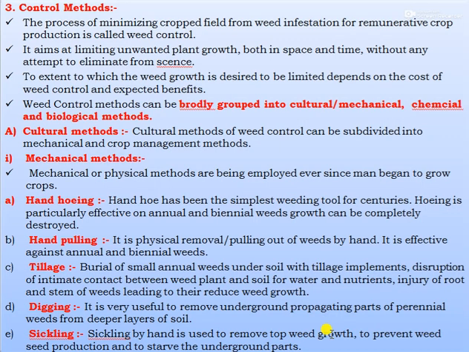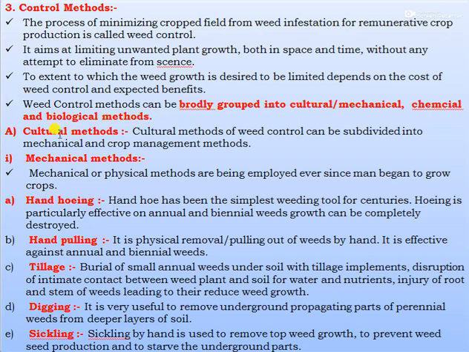The third one is control methods. The process of minimizing weed infestation in the crop field for remunerative crop production is called weed control. It aims at limiting unwanted plant growth both in space and time, without any attempt to eliminate the weeds altogether. The extent to which weed growth is desirable to be limited depends on the cost of weed control and the expected benefits. Weed control methods can be broadly grouped into cultural or mechanical, chemical, and biological methods.